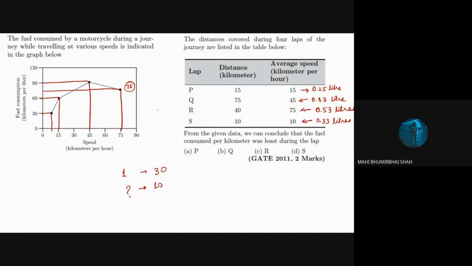Q is the answer. Yes, Q will be the final answer. I don't know the value, but Q will be the final answer. Now I got to say that Q is going to be the final answer, not P.